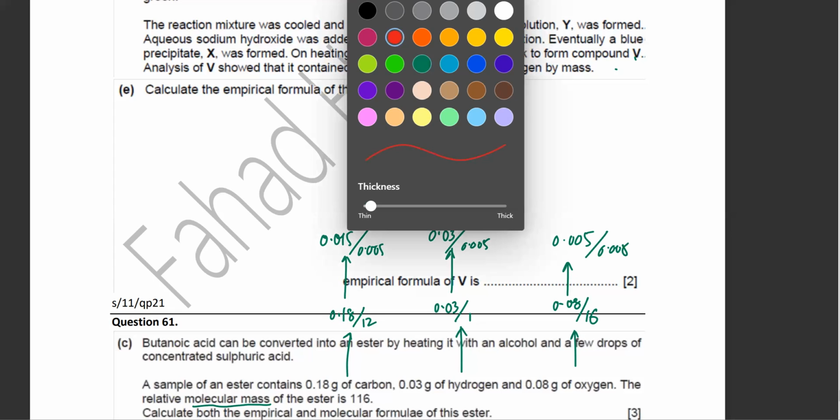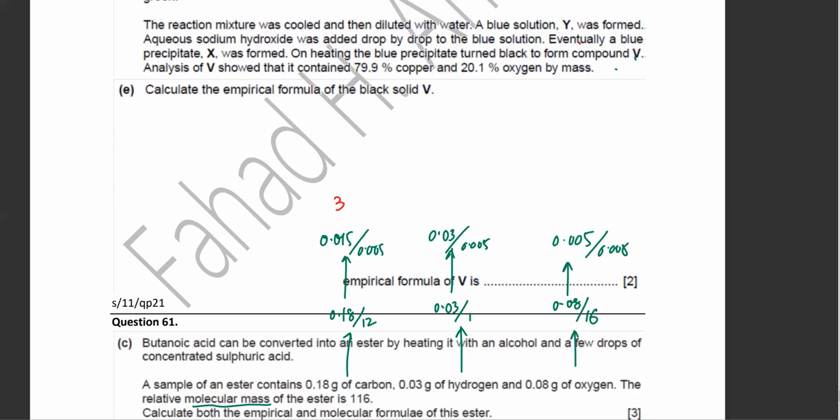What's the value of the first one? 3? And this is 6. Can anyone confirm this? Sorry, your last one is 1. This means the empirical formula, or the simplest ratio, is C3H6O1. Sorry, O is 1. Okay, so you're getting the empirical formula.